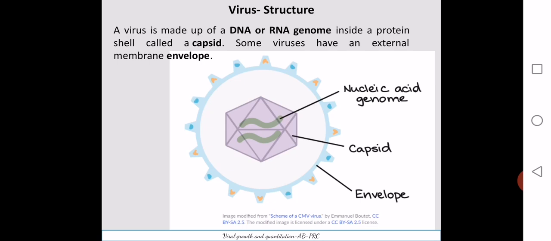There will be a nucleic acid, and this nucleic acid will be either DNA or RNA, and there will be a capsid. Capsid is nothing but a protein covering over the nucleic acid material, and above which there will be a lipid material, called an envelope. So this is the basic outline, the basic structure of a virus.